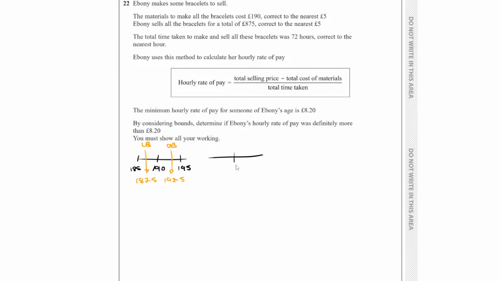Then, same again, but 875. One lot of 5 above is 880. One lot of 5 below is 870. So halfway is 872.5 for the lower bound, 877.5 for the upper bound. Basically half of whatever they've rounded it to, if you don't want to draw it all out like this.